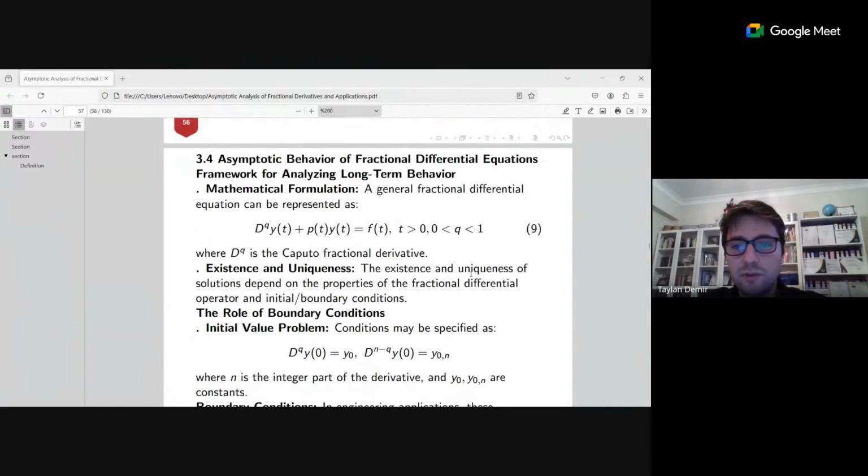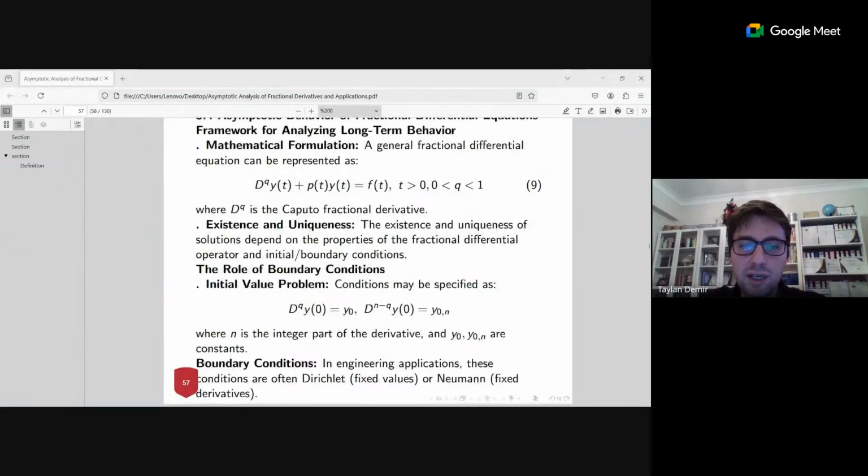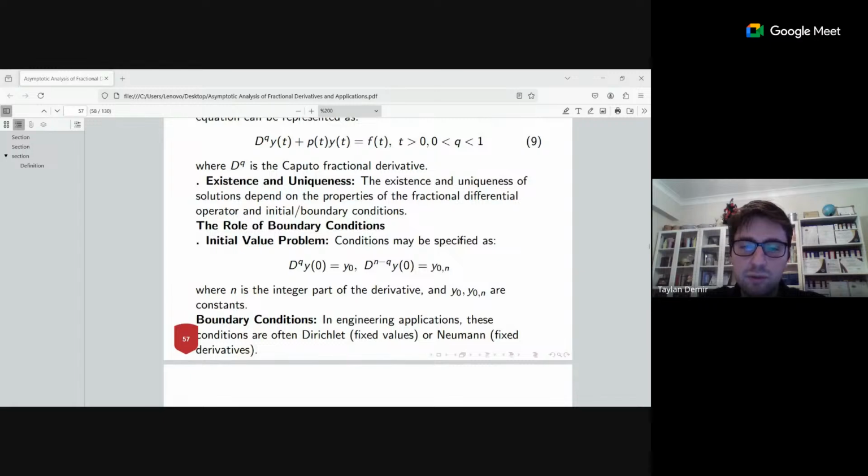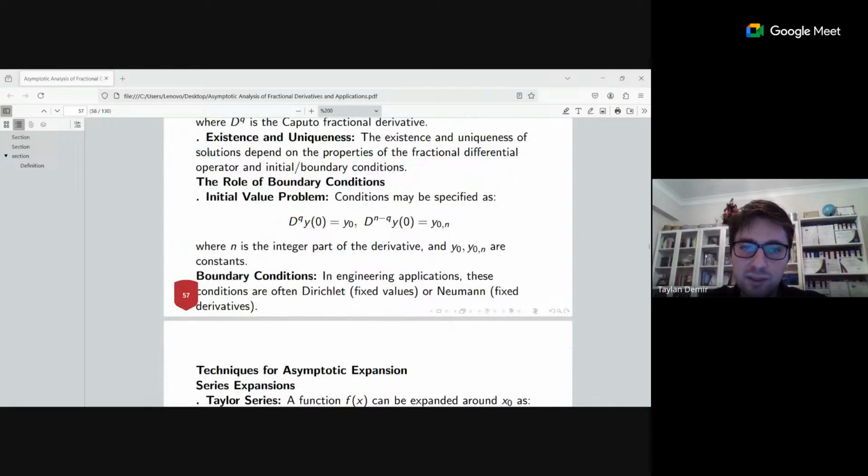Another mathematical formulation from the fractional differential equation is here. q is the fractional order, t is positive, and q is between 0 and 1. This is the Caputo fractional differential equation. And we need to look at the existence and uniqueness to solve, depending on the properties of the fractional differential operator and initial boundary conditions. But it's necessary, we need to look at the initial value problem.